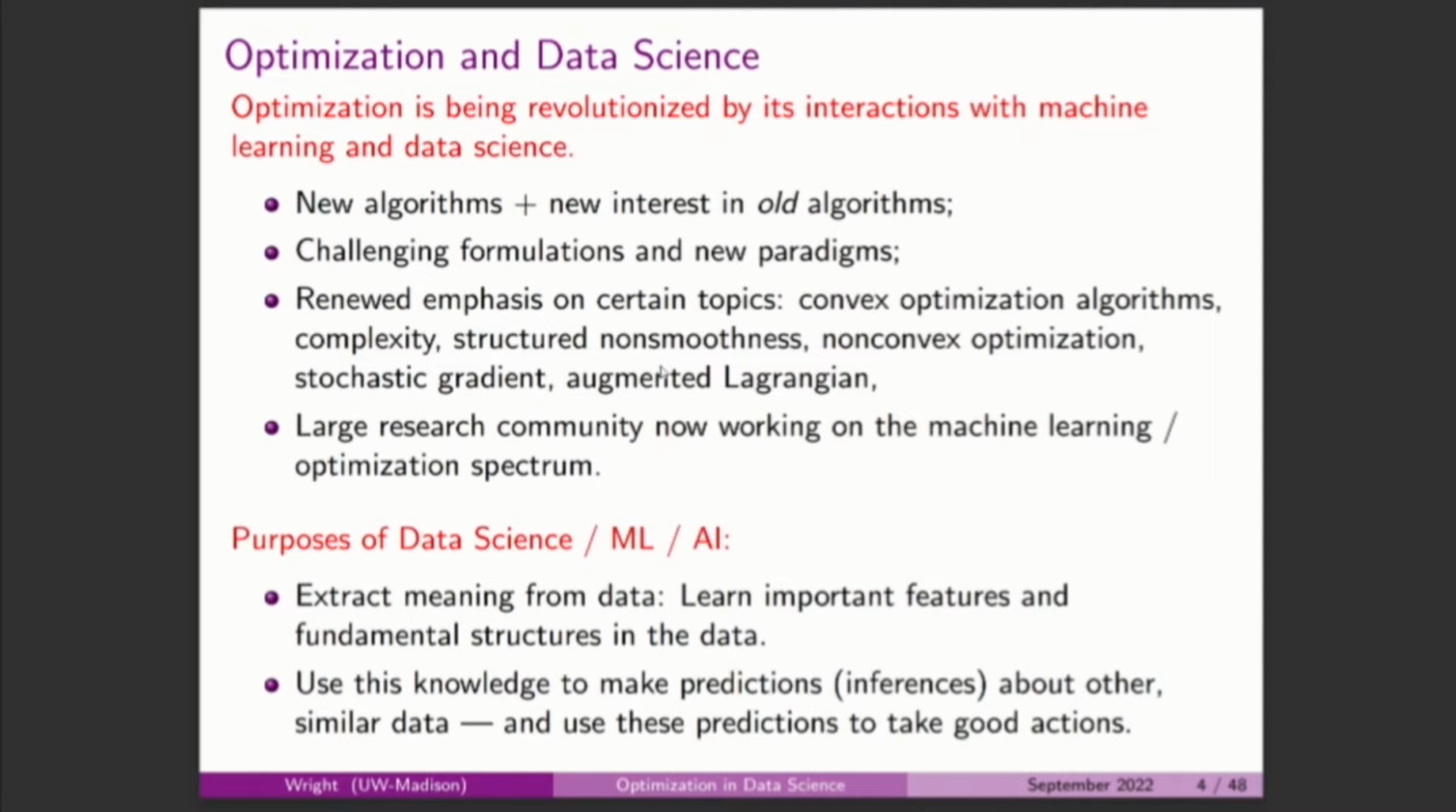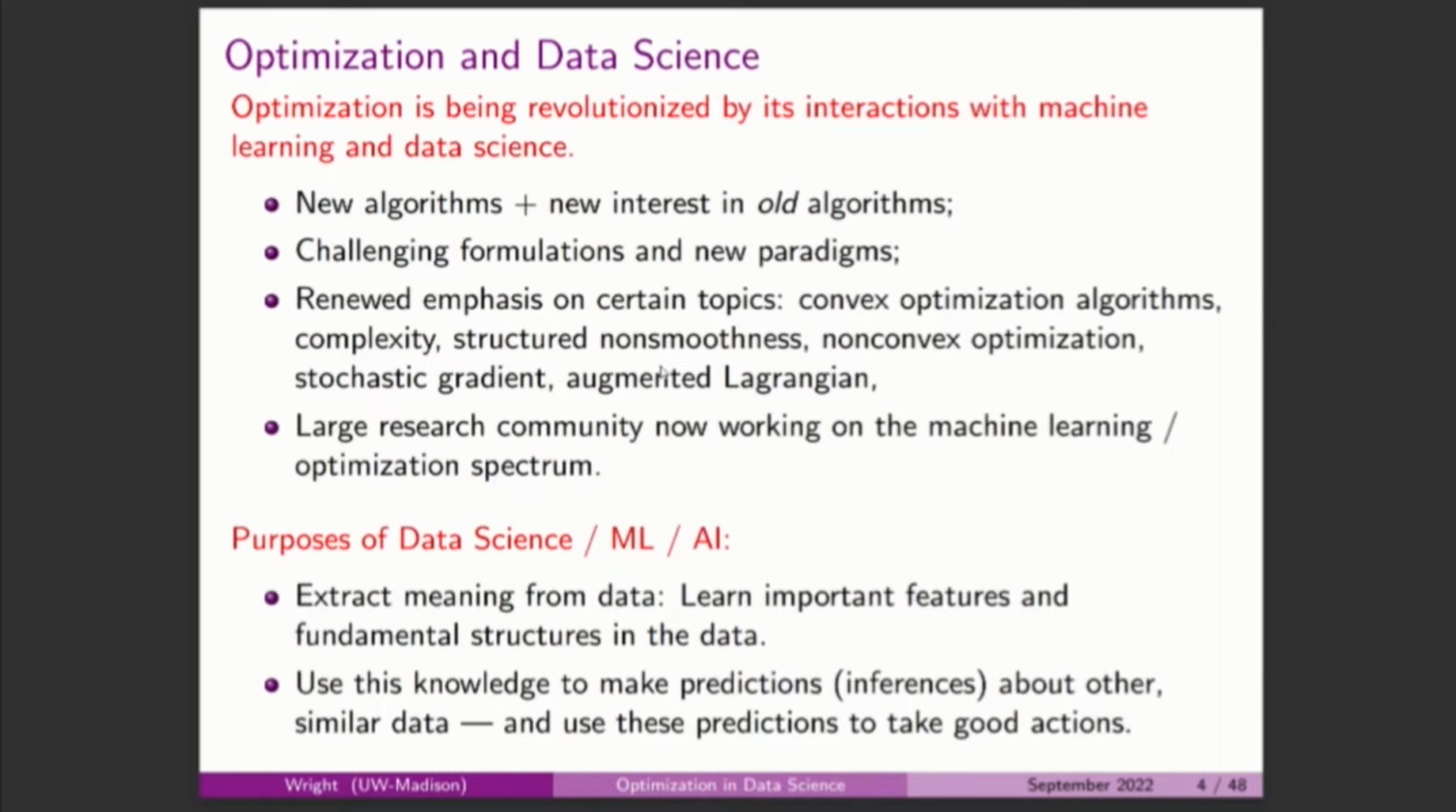First of all, it's given rise to a lot of new algorithms and a lot of new interest in old algorithms, like stochastic gradient, which is a classic example of that. Machine learning has thrown up a lot of challenging formulations and new paradigms, new kinds of problems that we want to solve. It's given new emphasis to certain topics, particularly a renewed interest in convex optimization methods, issues of complexity, issues of non-smoothness showing up in objectives with certain kinds of structure, and various other topics.